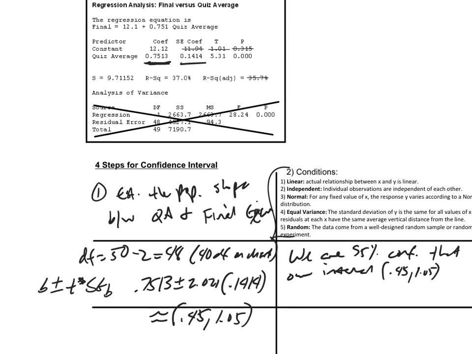our interval contains the true population slope between quiz average and final. And that is the confidence interval. So you can see test and interval all about slope. Usually it's about 0 slope versus not 0 slope. Sometimes it does vary from that, but I hope this gives you enough background to get started.